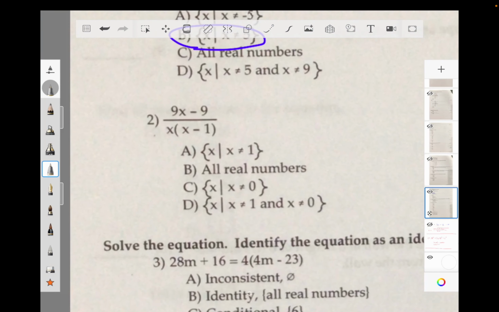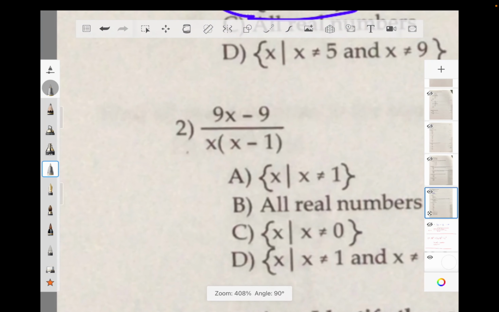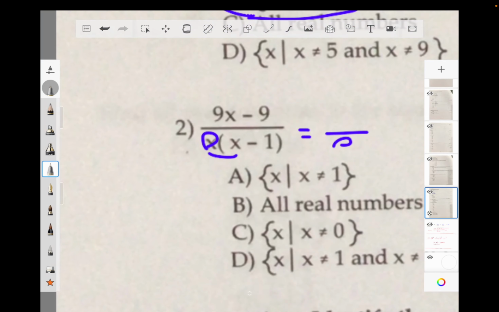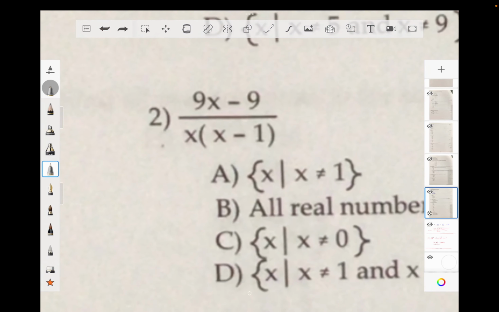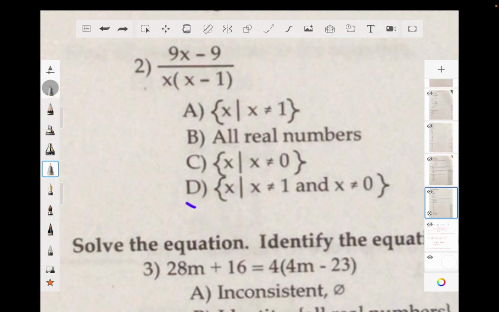Same thing for this one. When is the denominator equal to 0? If x is equal to 0, 0 times 0 equals 0. So x has to be equal to 0. But also, if x equals 1, 1 minus 1 is 0, and 0 times anything is 0. So it's either 0 or 1, which is D.